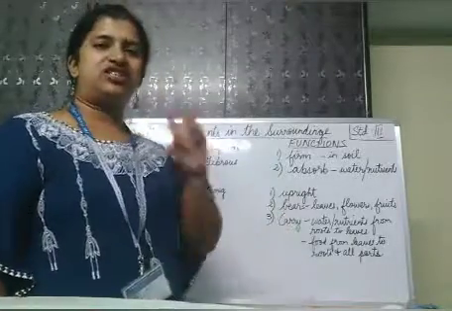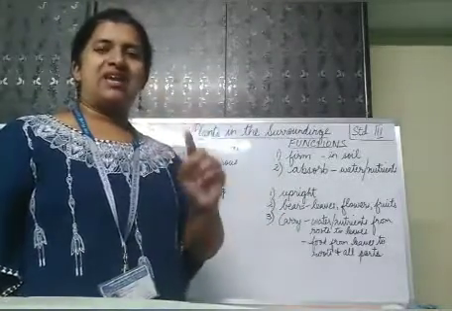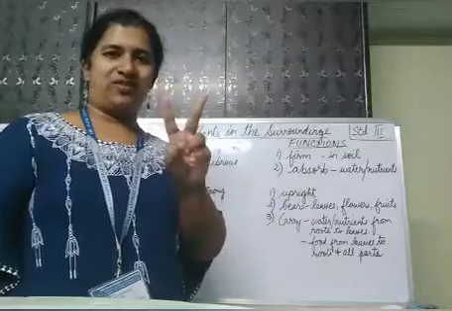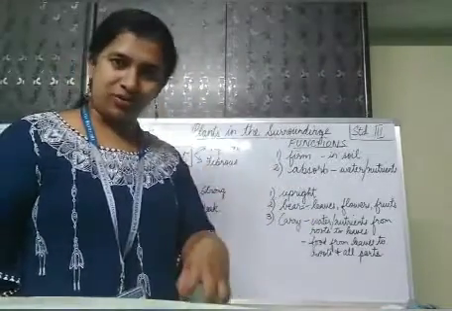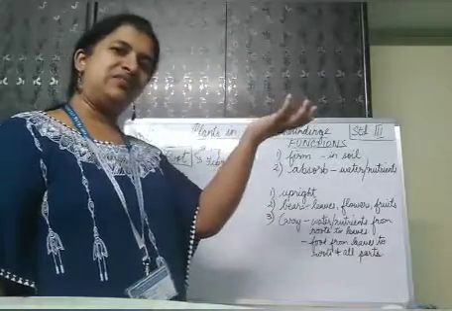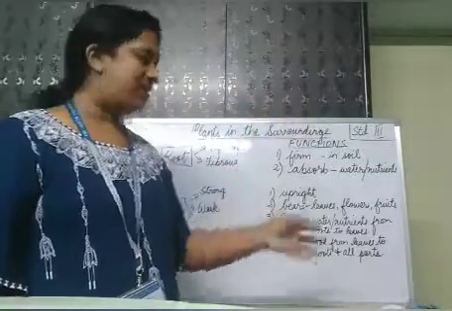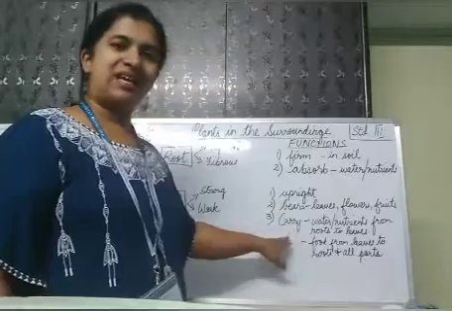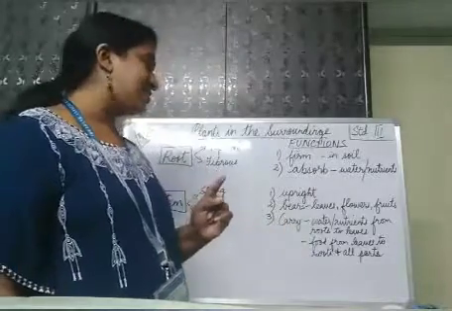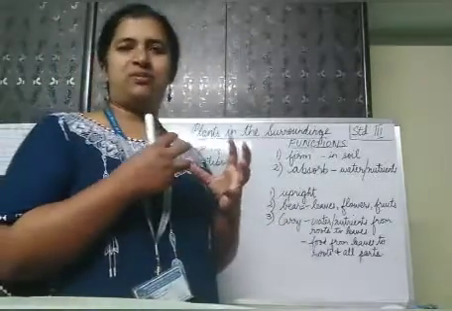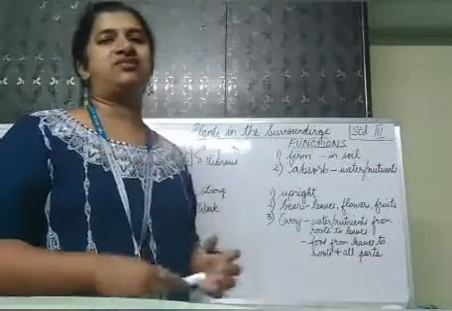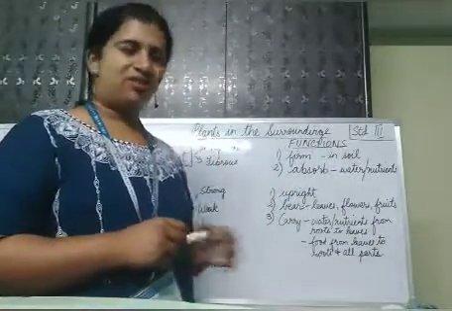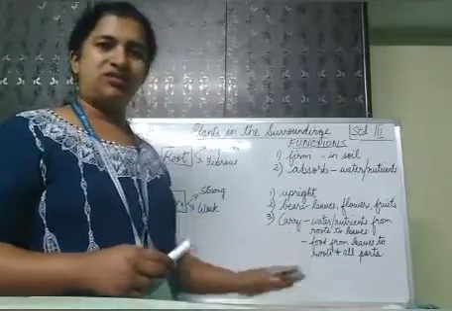And the third function is to carry. It does carrying work in two different ways. First, it carries water and nutrients from the roots and takes it to the leaves where the food is going to be made. Second, it takes the food that has been prepared by the leaves and distributes it to the roots and also to the different parts of the plant. So the important word you need to know there is carrying.